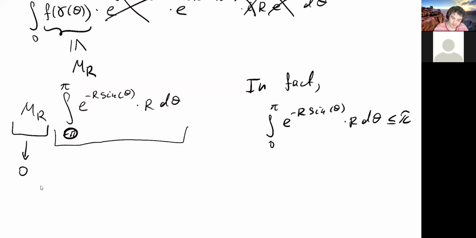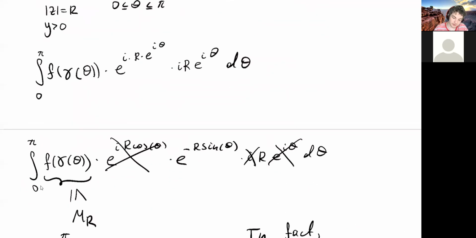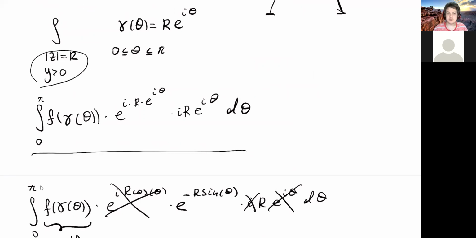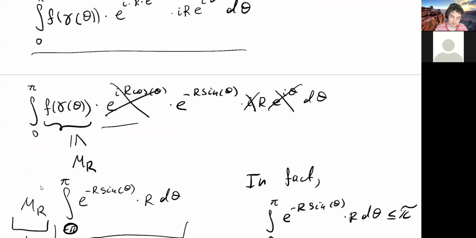But in fact, it's less or equal than pi. And then we win. Because let's look back, we know that the integral over this curve is equal to this. Then just imagine putting the absolute values before the integral. Then we'll write less or equal and bring the absolute value inside the integral. This disappears, this disappears, this disappears.